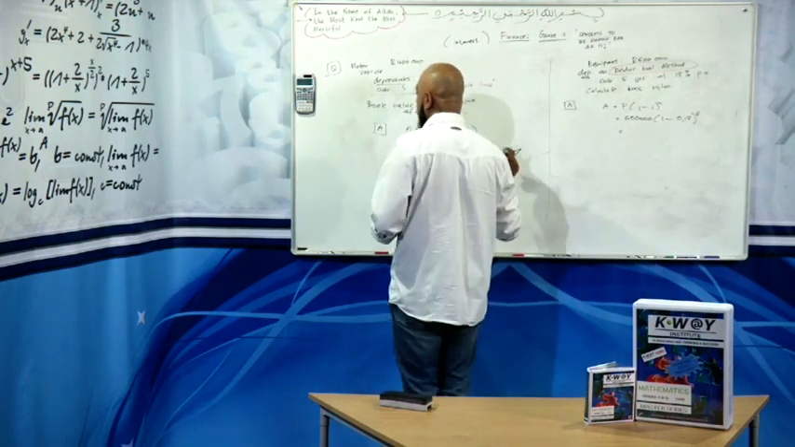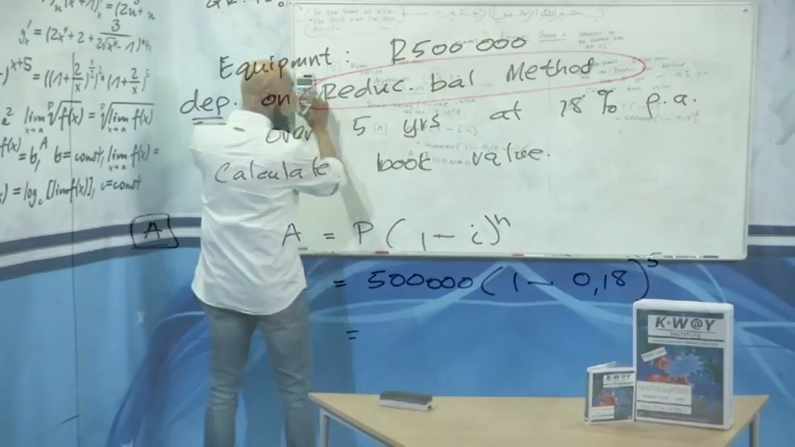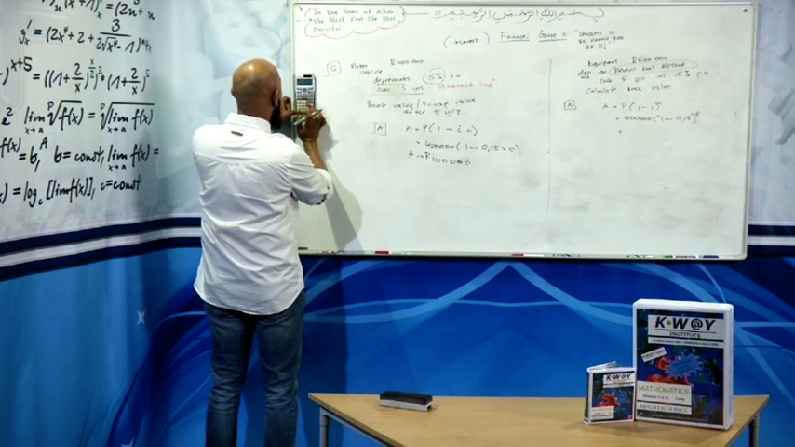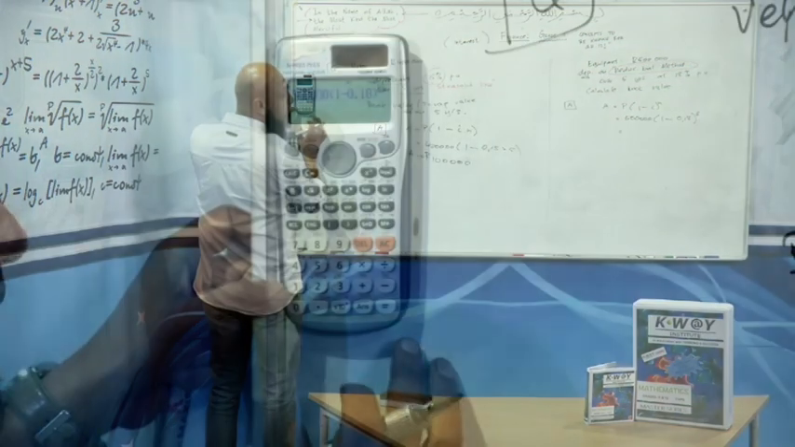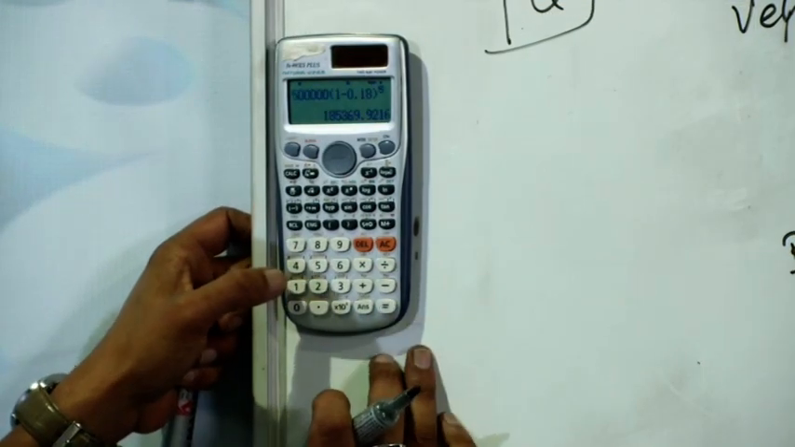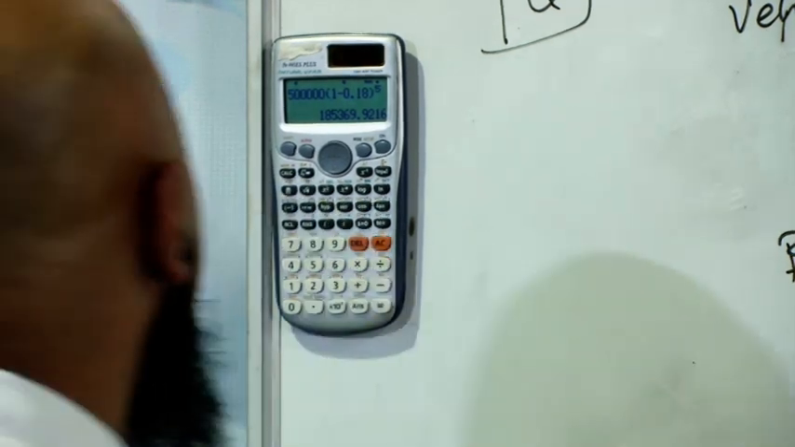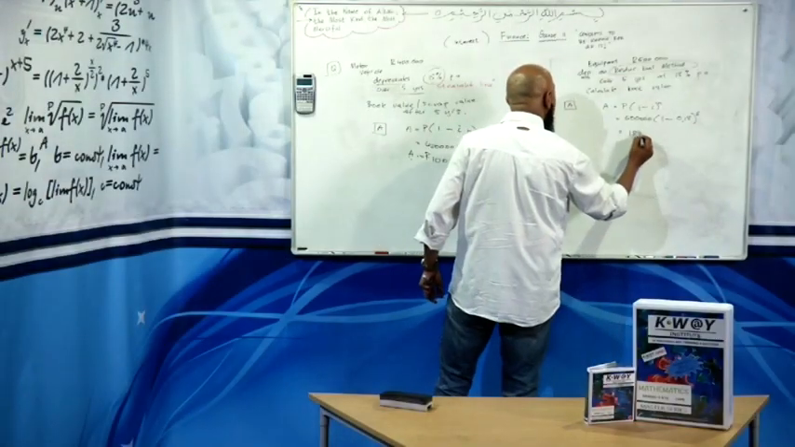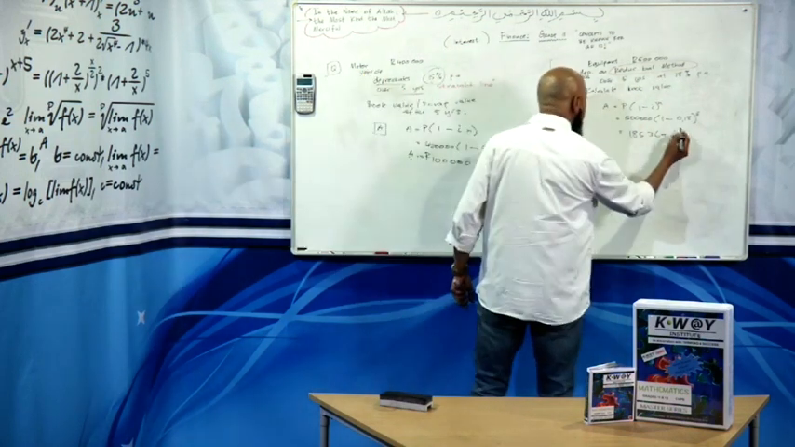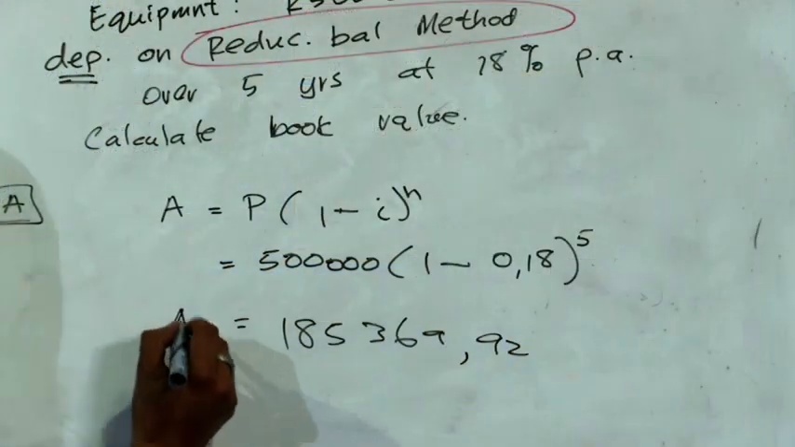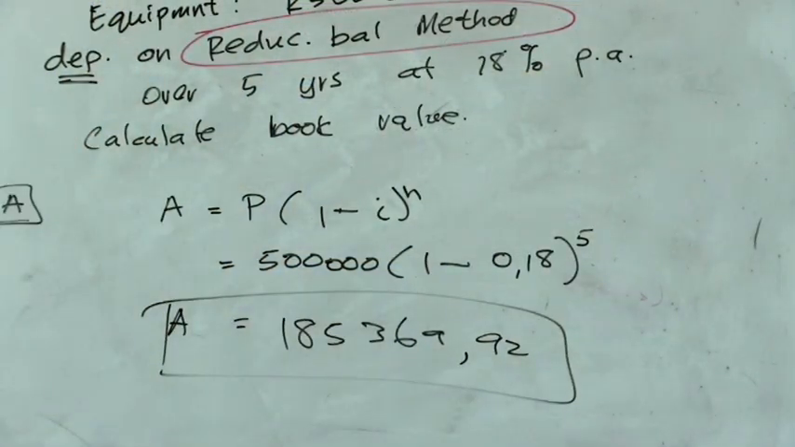Again, we now go to our calculator. I'm just moving to the side, Mr. Cameraman. And we've got 500,000, open brackets, 1 minus 0.18, close brackets, to the power 5. There we go. 185,369.92. And that is the scrap value of a 500,000 Rand item that depreciates on the reducing balance method over a period of 5 years.